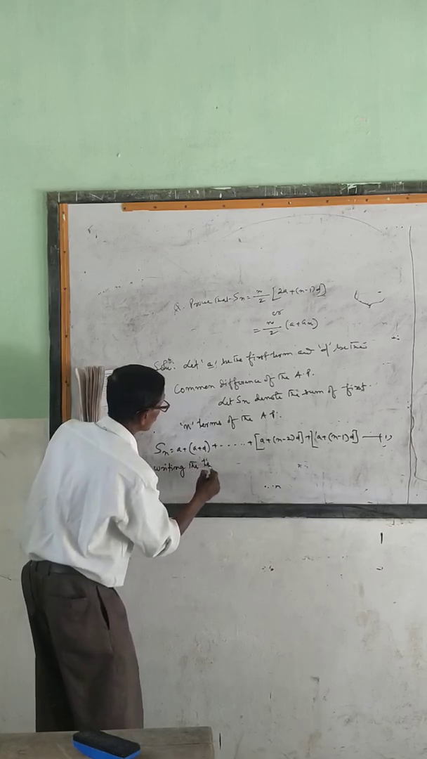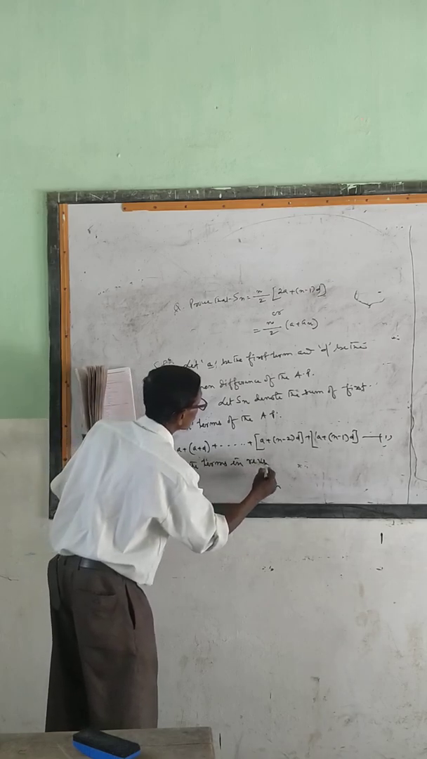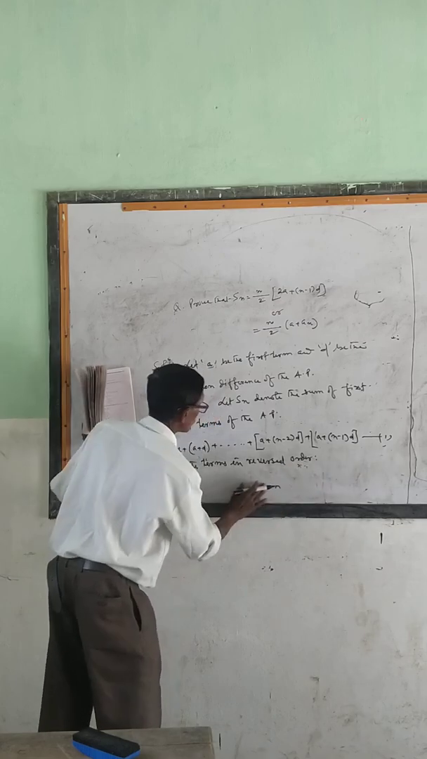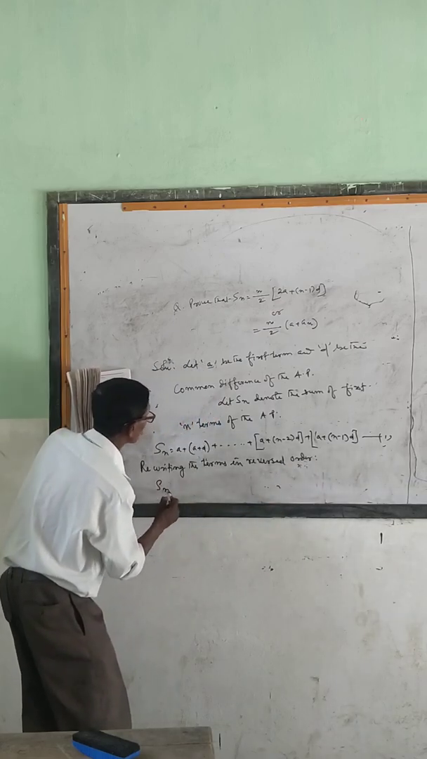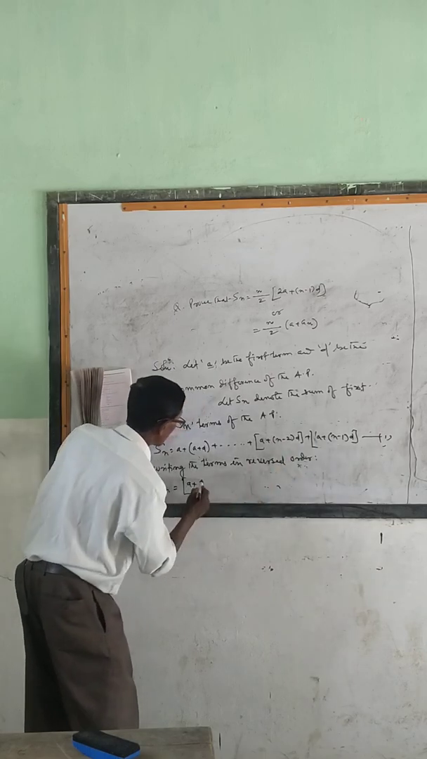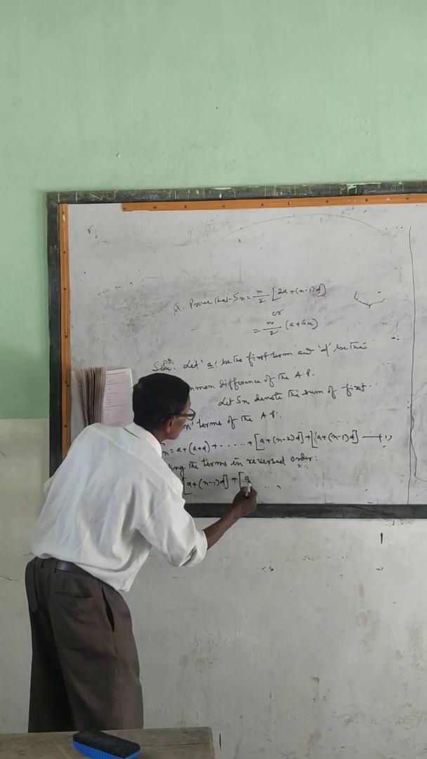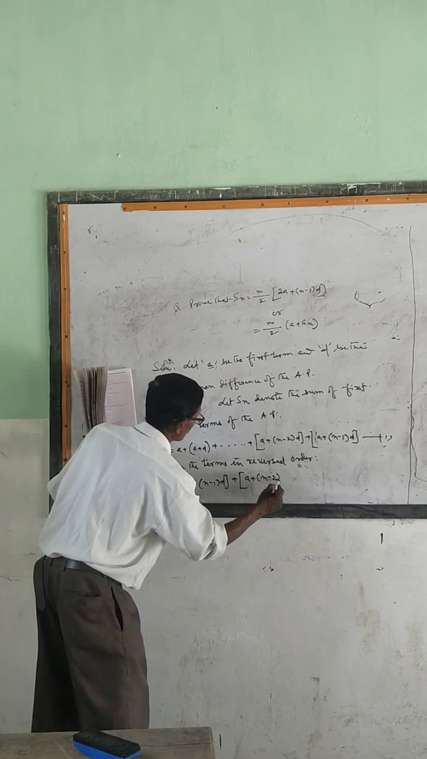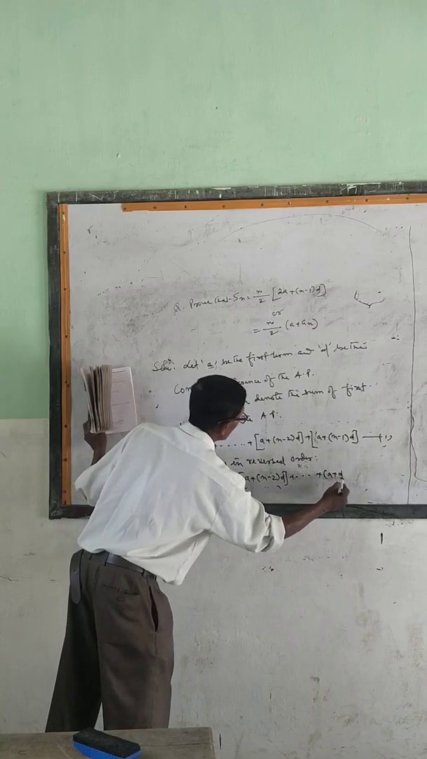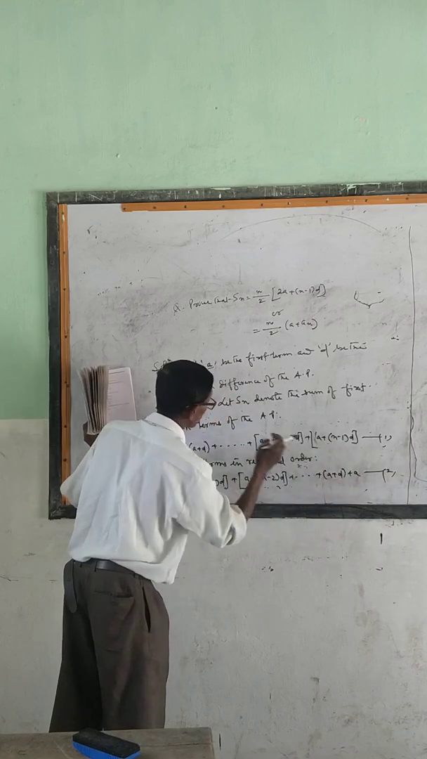Rewriting the terms in reverse order, Sn equals a + (n - 1)d plus a + (n - 2)d plus ... plus (a + d) plus a. This is equation 2. We are going to add equation 1 and equation 2.